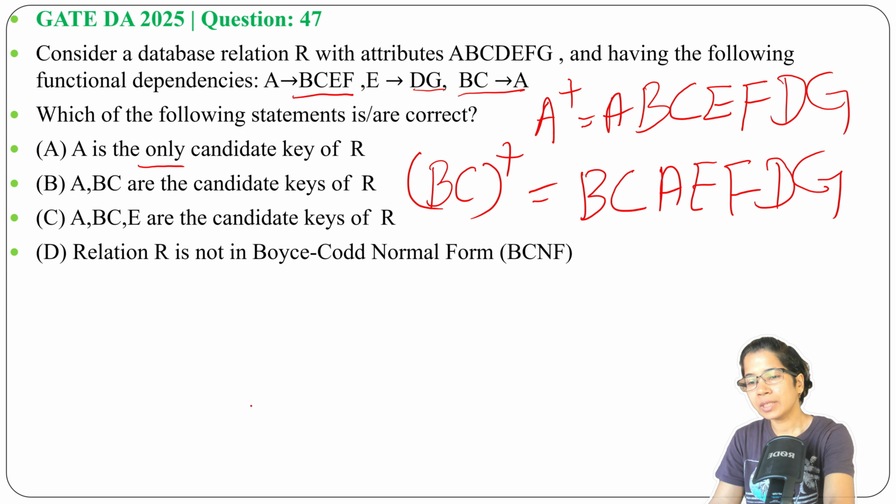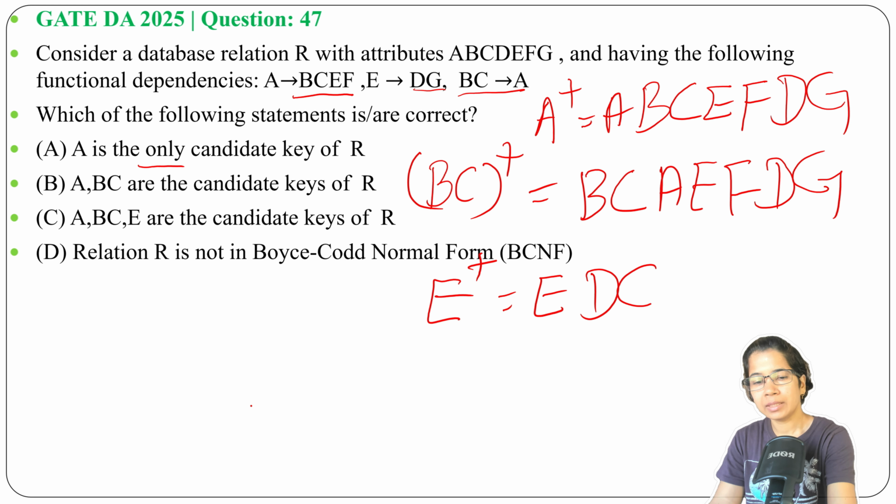Next check option C. Here it's written A, BC and E. We already checked A and BC are candidate keys. Now we'll check E. E closure equals E. From E we can derive D, G. There is no way we can derive B, C, E, F or A from E. Hence E is not a candidate key as we cannot generate all attributes from E. Option C is false as E is not a candidate key.